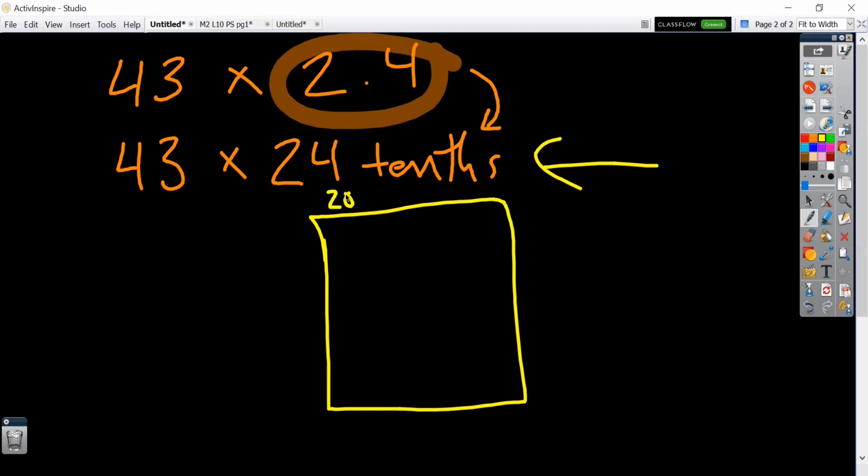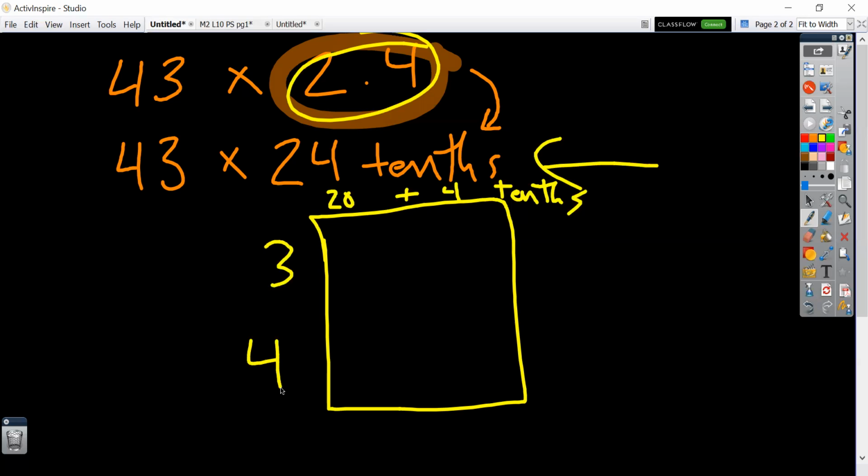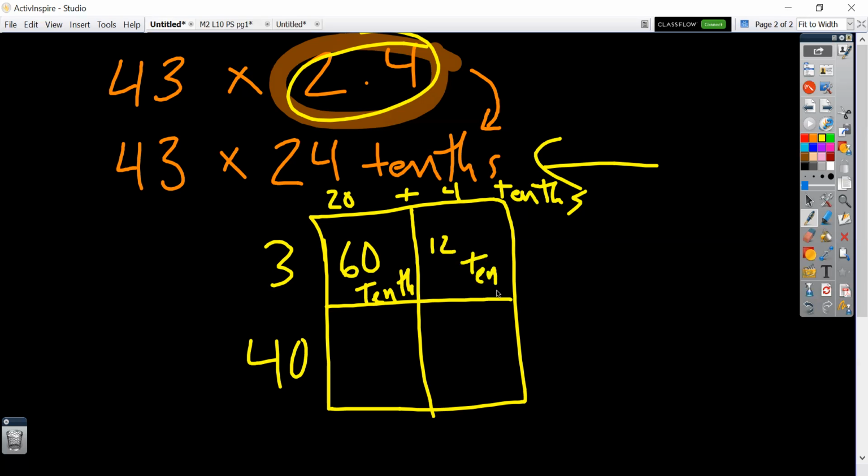Let's break apart 24 tenths on the top, but let's write the unit. Let's not forget that those are tenths and not 2 tens and 4 ones, because that is not what our number is. It's 2.4, 2 and 4 tenths. Well, the 43 just gets decomposed and broken apart on the side. Now we have 3 times 20 in this box, so that's 60. And remember, these are all tenths. And 3 times 4 is 12, and that's tenths.